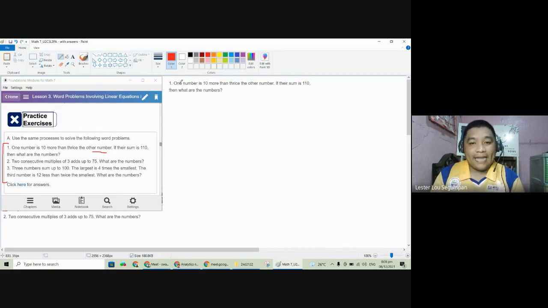One number is 10 more than thrice the other number. If their sum is 110, then what are the numbers? For us to solve this, let's start first with considering what are the details given.